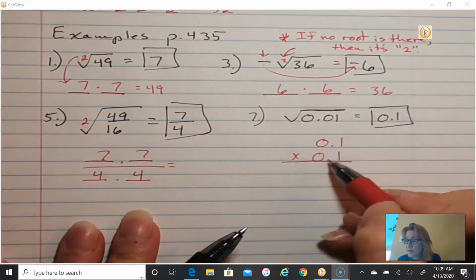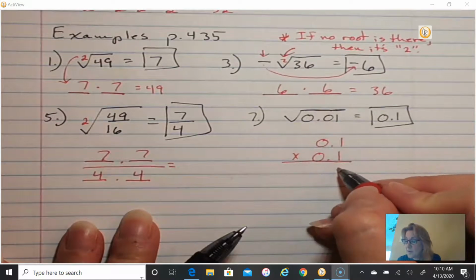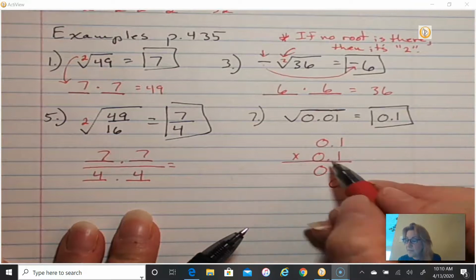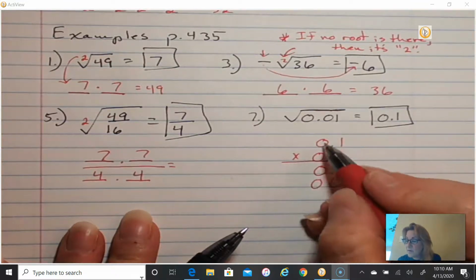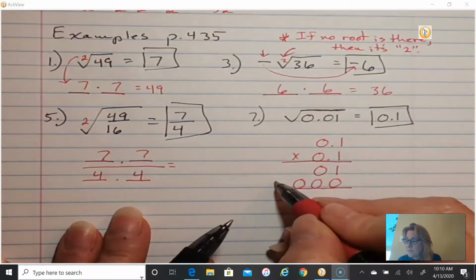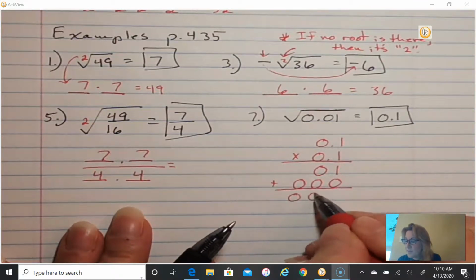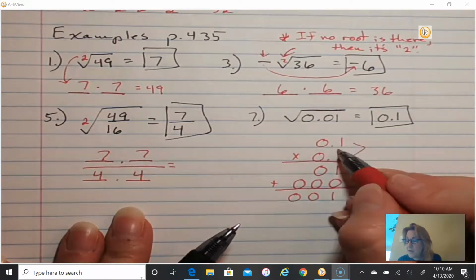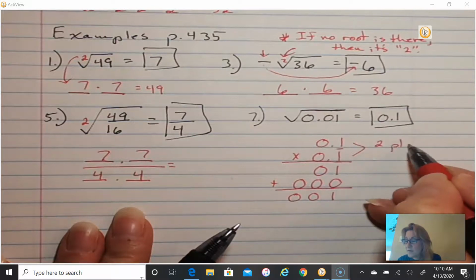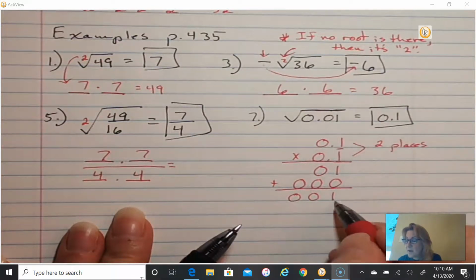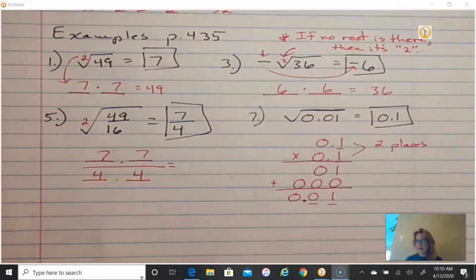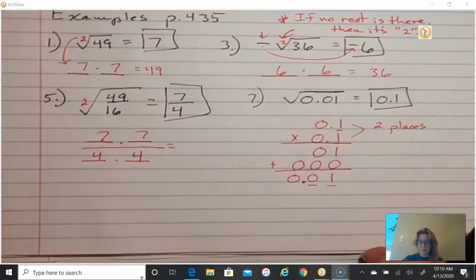Times itself twice because of that. 1 times 1 is 1. 1 times 0 is 0. Put my placeholder there. 0 times 1 is 0. 0 times 0 is 0. I have 0, 0, and 1. How many total places in the problem do we have behind the decimal? 1 and 2. 2 places. So then I move my decimal so that I have 2 places behind it. Notice, see? Decimals, you're funny. That's why I said y'all can use your calculator.